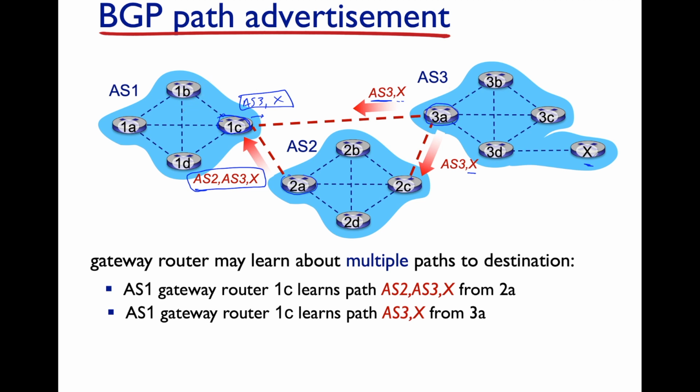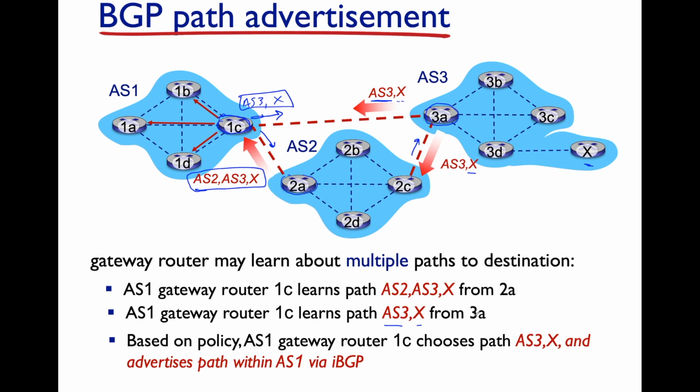So now anytime you want to send a datagram from some subnet in AS1 to an address X subnet in AS3, you have two choices. Are you going to go across the border that AS1 shares with AS3, or are you going to go across the border that AS1 shares with AS2 indirectly, and then across the border between AS2 and AS3 to get to that destination subnet X? So AS1 gateway router 1C learns the path AS2 hop to AS3 for subnet X from 2A, and it learns at the same time path AS3 hop directly for subnet X from 3A.